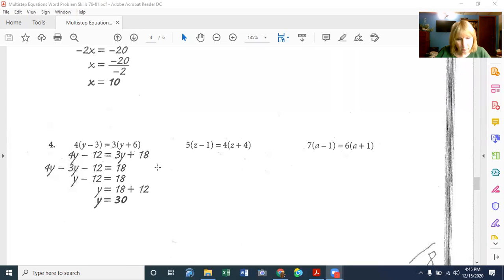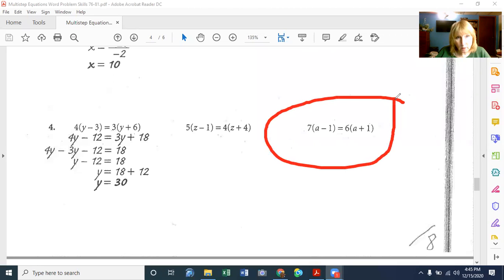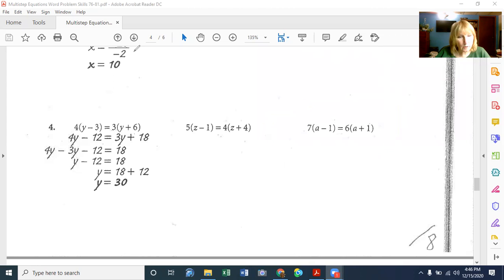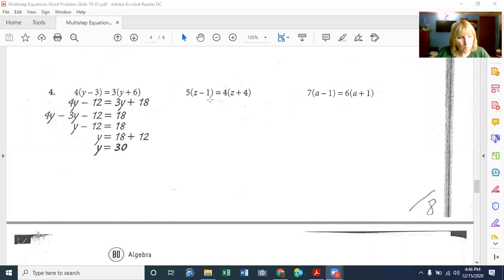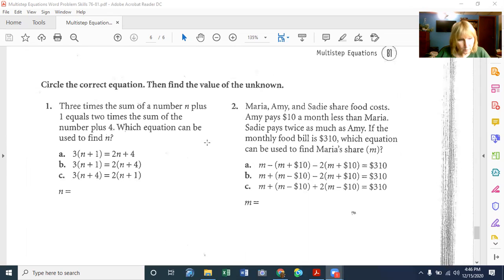Okay. Notice on this one, I'm not going to do this one. I want you to try this, but notice you're going to have to distribute on the left side, and you're going to have to distribute on the right side before you can even do the problem. I want you to just notice that. Same with the one right before it. Okay, some word problems.